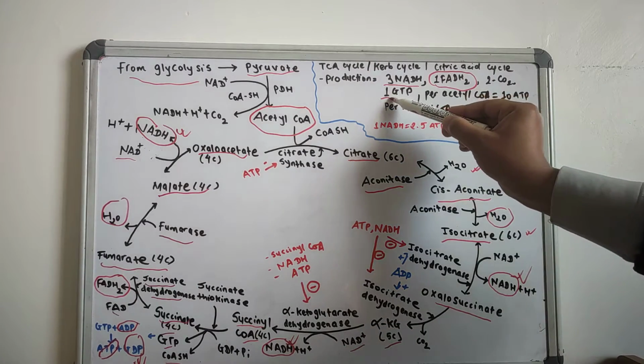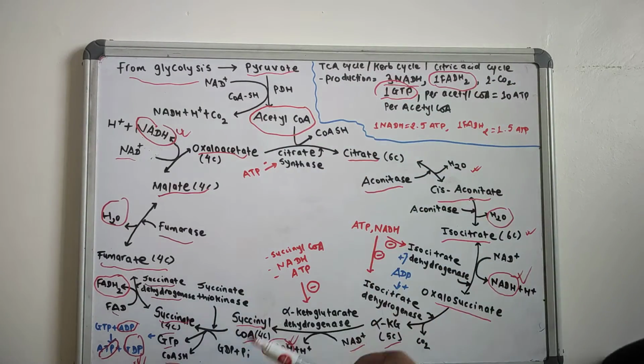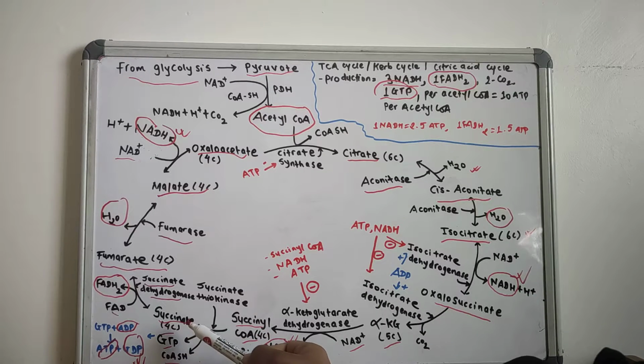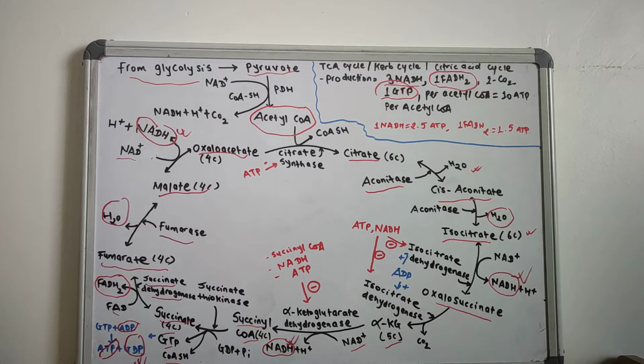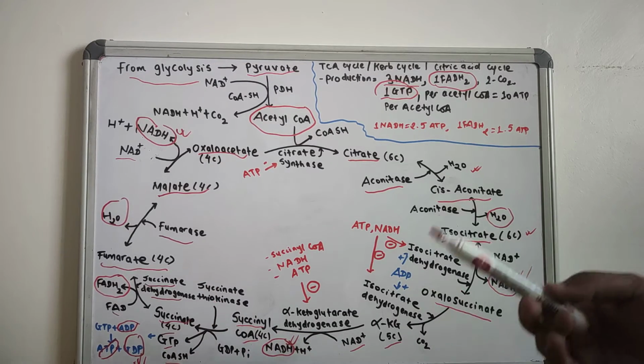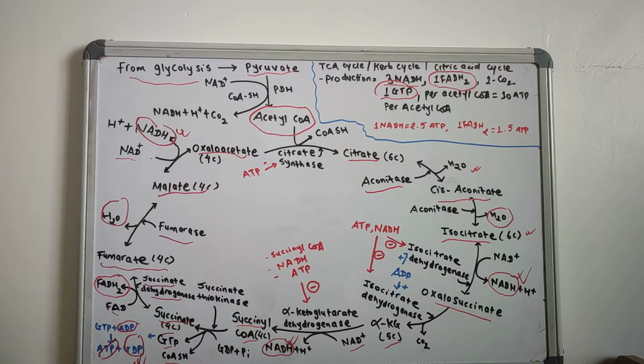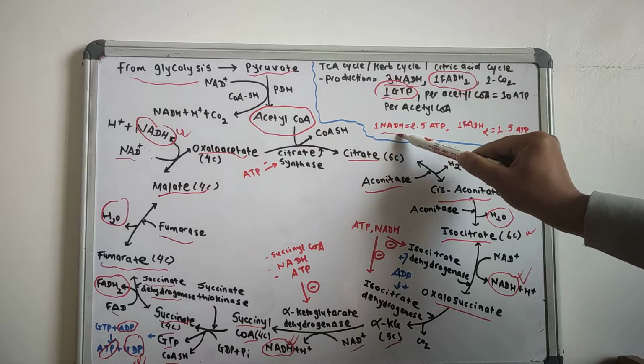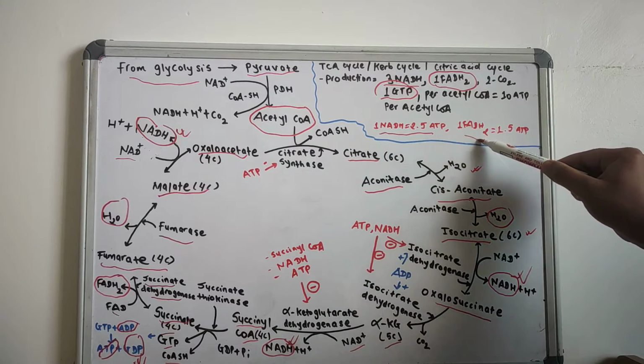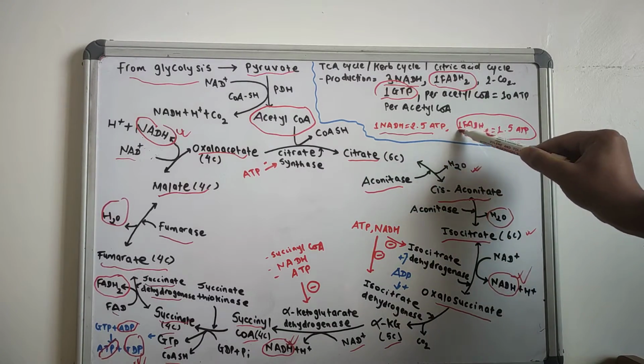And 1 GTP is produced. 1 GTP is produced when succinyl coenzyme A is converted to succinate, upon the action of succinate thiokinase. So, according to the new study, 1 NADH produces 2.5 ATP, whereas 1 FADH2 produces 1.5 ATP.